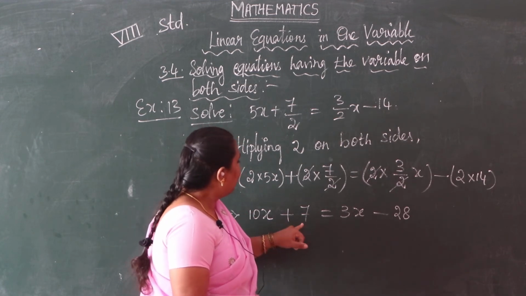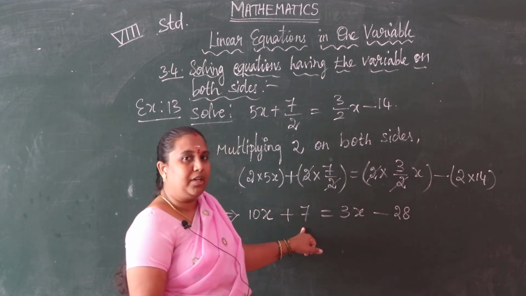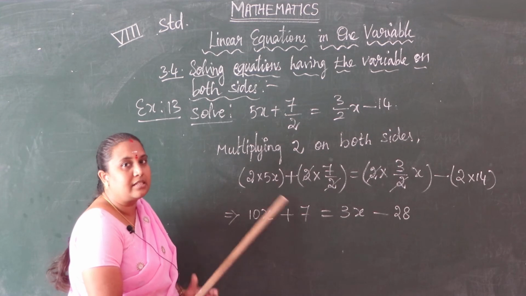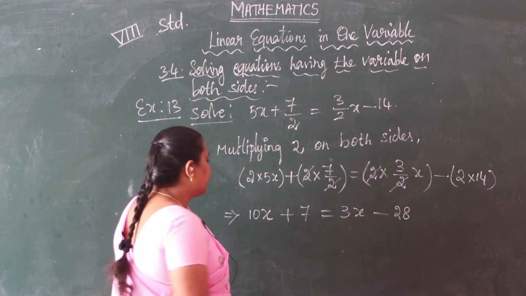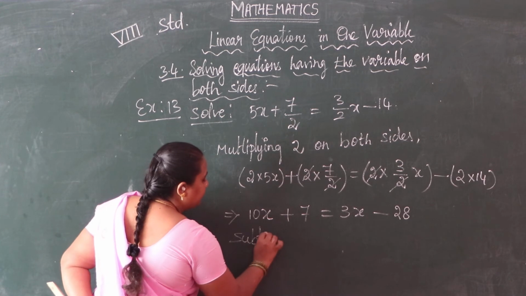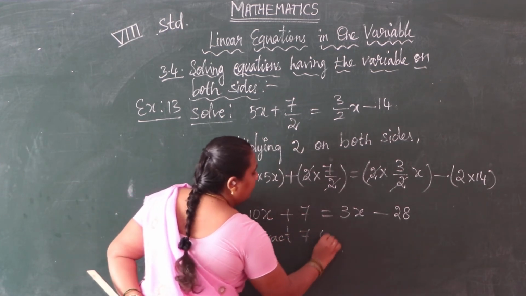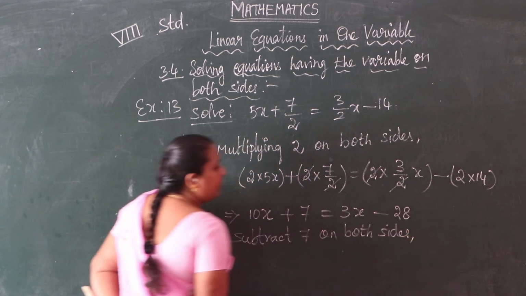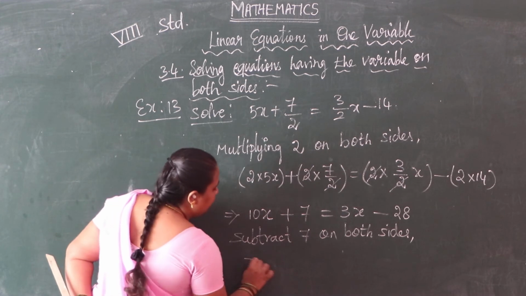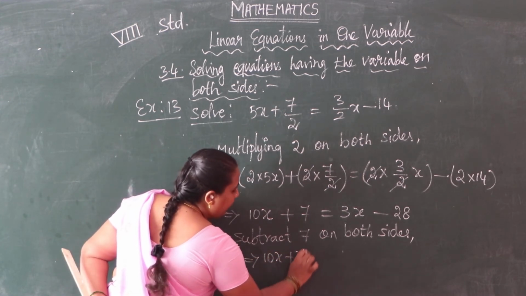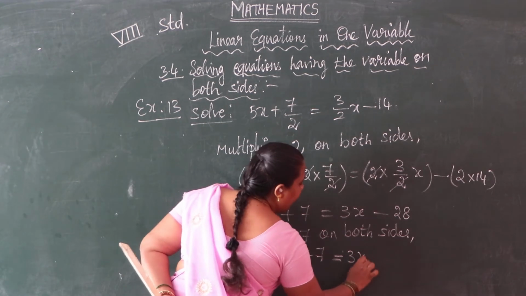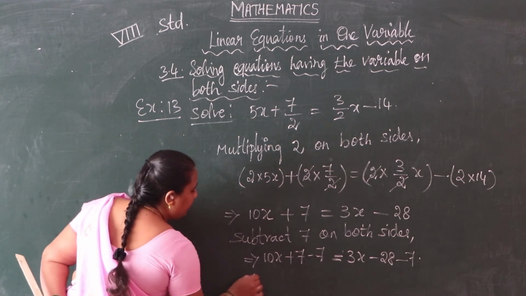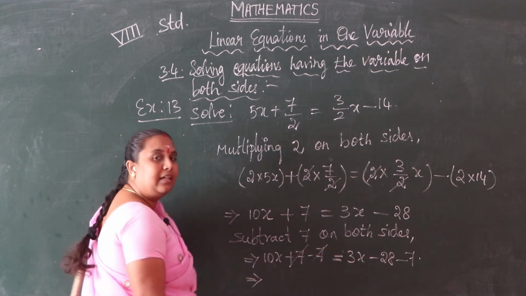Now see, we should remove the 7 from LHS. What we want to do? This 7 is in addition form, plus 7, so we should subtract it. Subtract 7 on both sides. So we get 10x plus 7 minus 7 equals 3x minus 28, and then minus 7. So the 7 minus 7 gets cancelled.